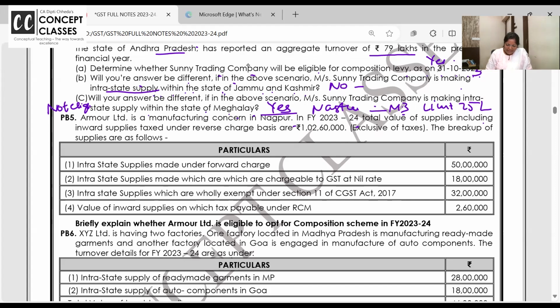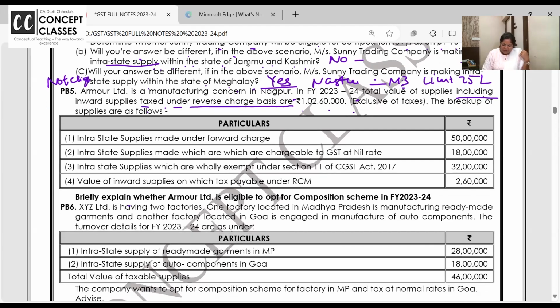Total value of supplies, including the inward supplies under RCM, is 1 crore 2,60,000 excluding taxes. The breakup of the supplies is given. Explain whether Armor Limited is eligible or not. Whenever they ask you, is this and this eligible, dear students, they are asking you aggregate turnover. What is the aggregate turnover?